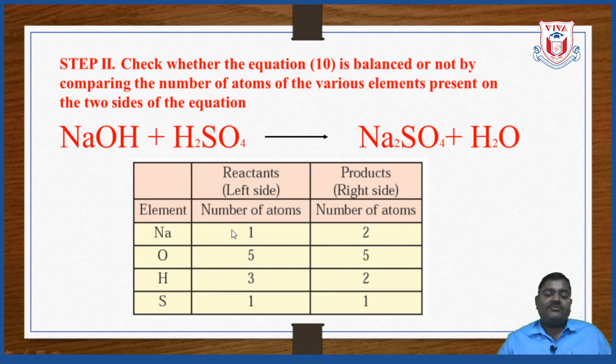The number of atoms of sodium in the reactant is 1. ऑक्सिजन, now we will count oxygen. ऑक्सिजन इथे एक आहे आणि ओच्या पुढे इथे 4 लिहिलेत, मीन्स हे 4 आणि हा एक 5.